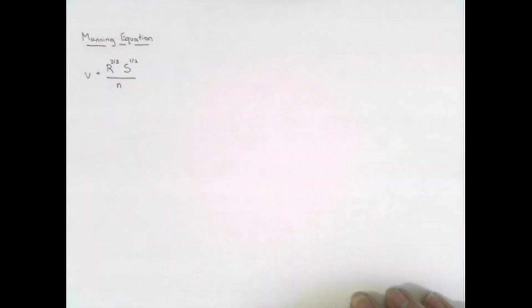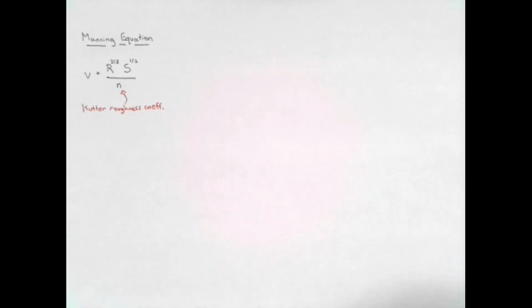Now, what Manning found was that the velocity in an open channel was actually related to the following terms. It was related to the hydraulic radius to the power 2/3, the square root of the longitudinal slope, and then the roughness of the channel. So the roughness of the channel was quantified by a coefficient that was originally called the Cutter roughness coefficient, but that today everybody just calls it the Manning's roughness coefficient. I think even your book will call it Manning's roughness coefficient.